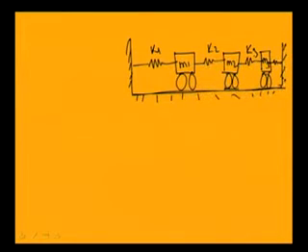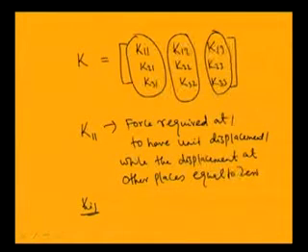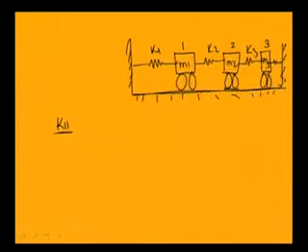So, to find K11, that is the force required at 1 to have unit displacement at 1, we can draw the free body diagram of all these 3 masses and we can find that thing. In case of K11, it is the force required at 1 to have unit displacement at 1, and displacement at 2 and 3 should be 0.